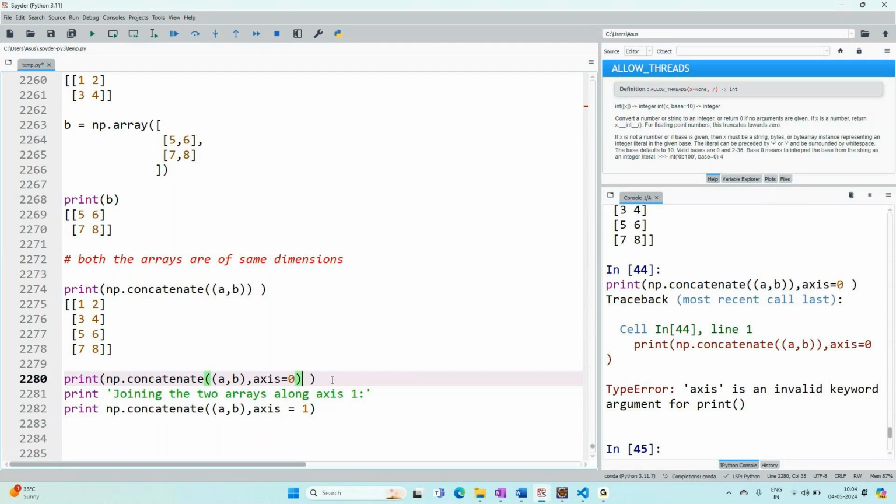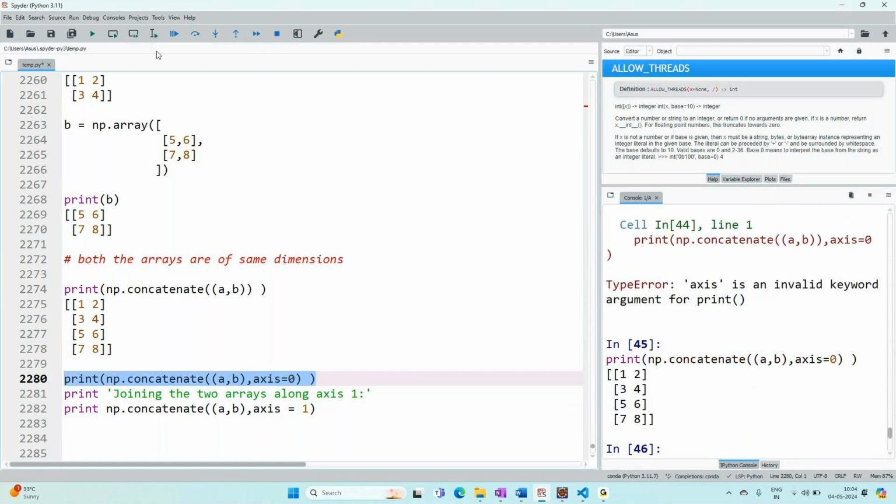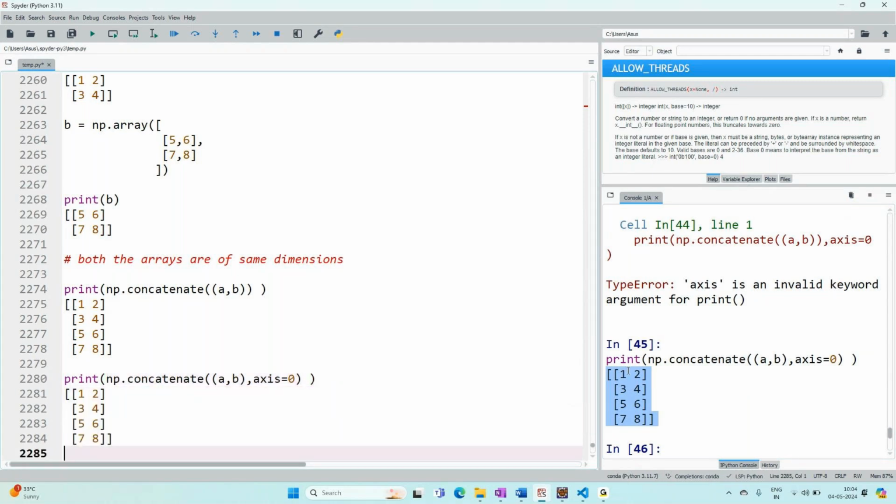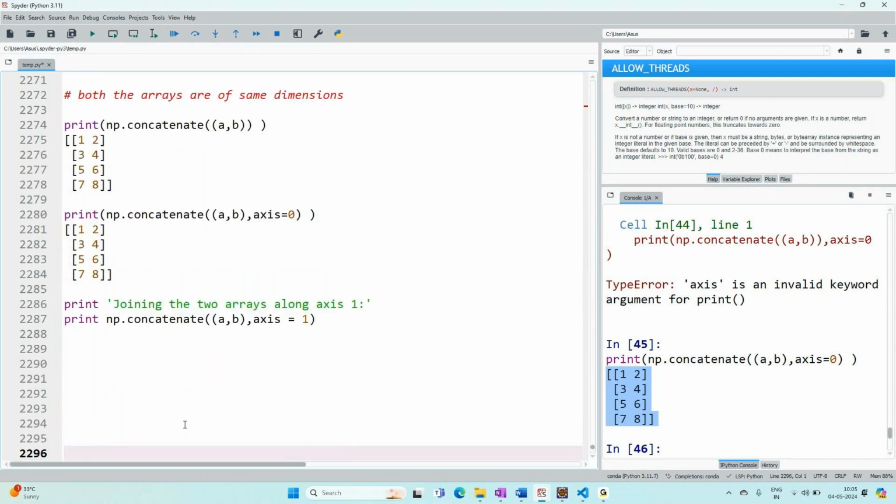Now what happens here? Same as axis is equal to 0. What is the meaning here? By default, the concatenation will take axis 0. Here you did not give axis 0, but the result is the same. Here you gave axis 0, the result is the same. Yes. Okay.